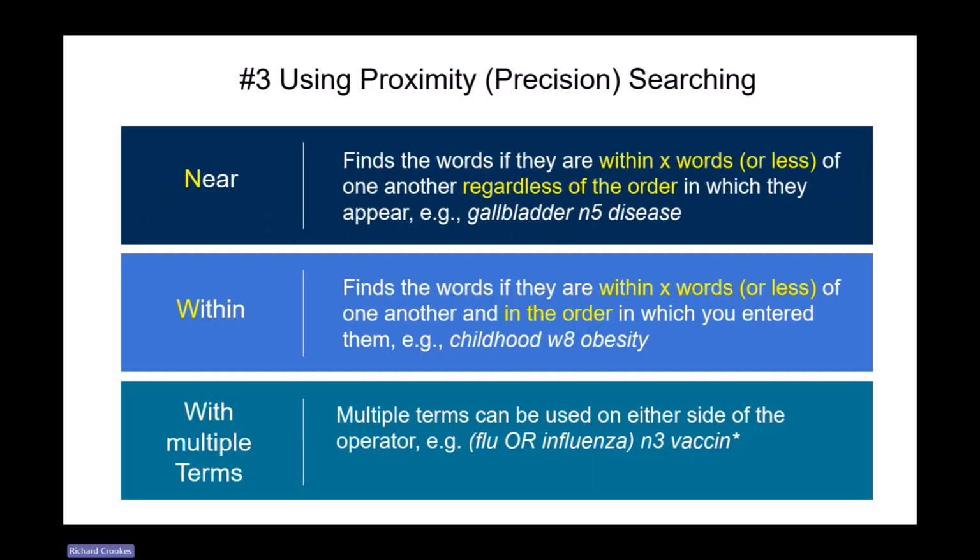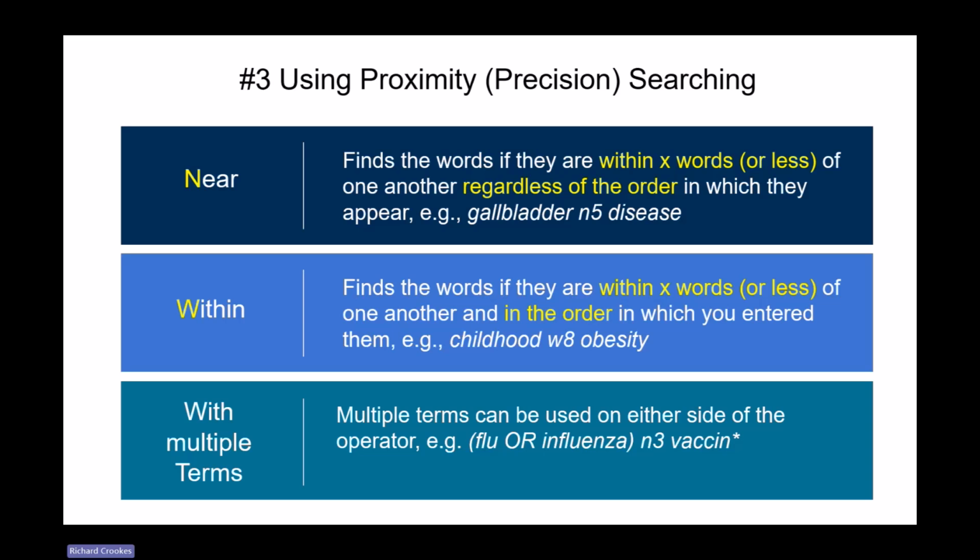Now, before we get to live demonstration, which we'll do very shortly, we also have the proximity or precision operators, near and within. I've kind of mentioned this already with the proximity search mode. So the proximity search mode is using the near operator, or N, and I've used the same number there, N5. So gallbladder N5 disease means you'll retrieve articles with the word gallbladder near 5 words or less of disease, or disease near 5 words or less of gallbladder. Okay, regardless of the order.